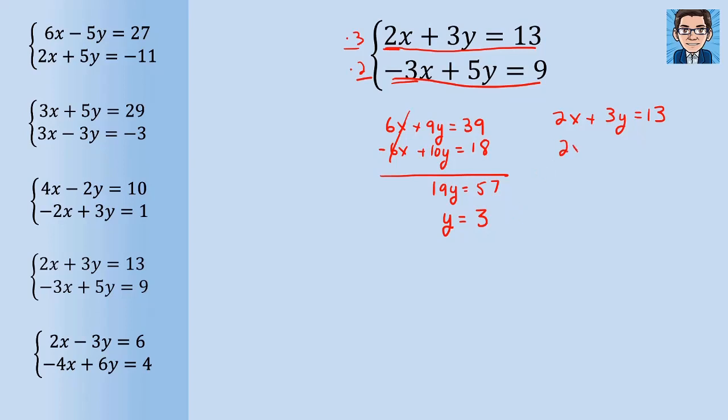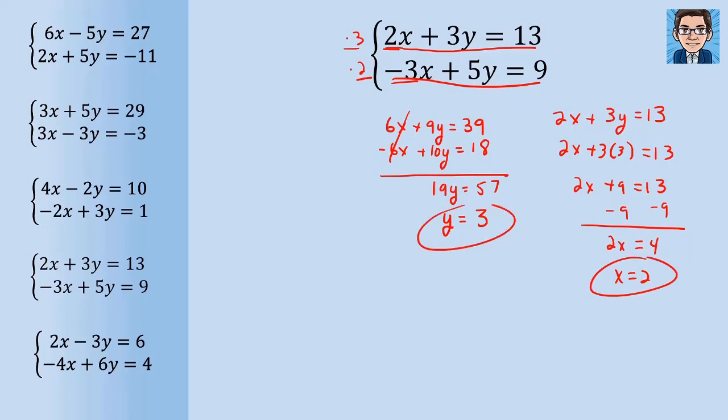So 2x plus 3 times 3, now that we know y equals 3. So 2x plus 9 equals 13. Subtract 9 from both sides. 2x equals 4. Divide both sides by 2, and we get x equals 2. So x equals 2, y equals 3 is the solution to this system of equations.